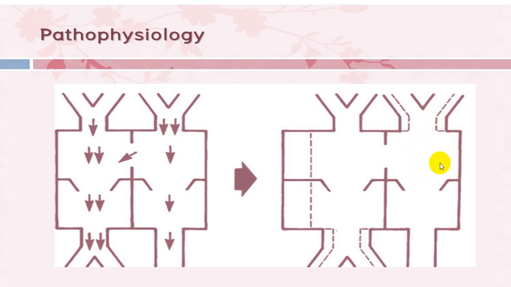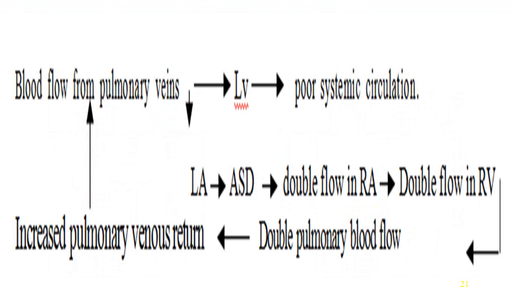But majority of the blood from LA is going into RA. Now because of pulmonary hypertension, RV pressure will be elevated, and that will lead to pulmonary congestion and increased pulmonary venous return. That increased pulmonary venous return will go via the pulmonary vein into LA, and via ASD more blood will flow to RA. This will continue.